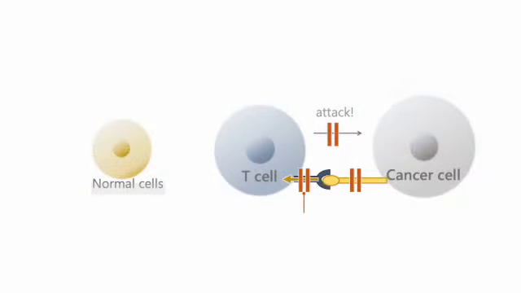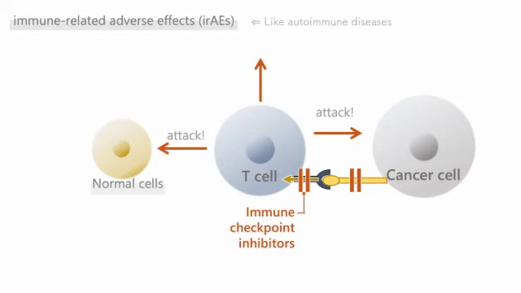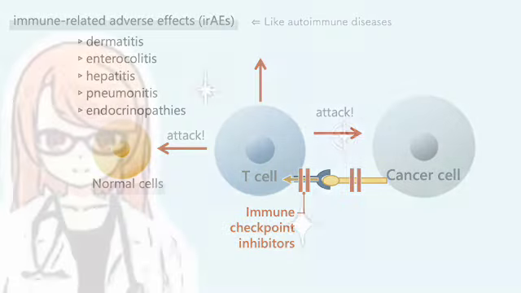Question: what are the side effects of immune checkpoint inhibitors? Blocking immune checkpoints can activate T cells, resulting in various immune-related adverse effects, similar to autoimmune diseases, including dermatitis, enterocolitis, hepatitis, pneumonitis, and endocrinopathies.